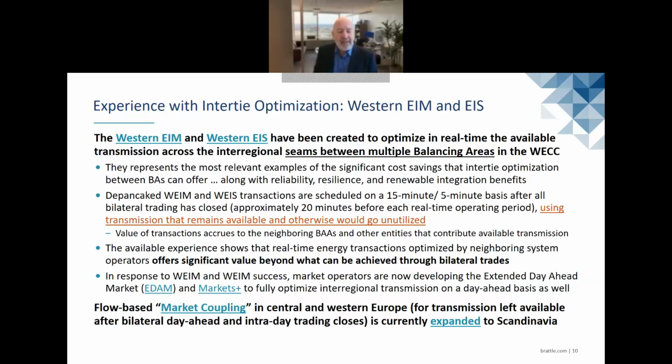In Europe, we see something very similar, what they call flow-based market coupling between the national markets in Europe. So whatever transmission is left available after bilateral trading closes in day-ahead or intraday trading is being optimized in coordination between the national market operators. And because this has been so successful in continental Europe, in Central Europe, it is now being expanded to all of Scandinavia as well.